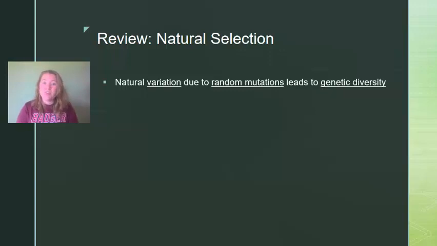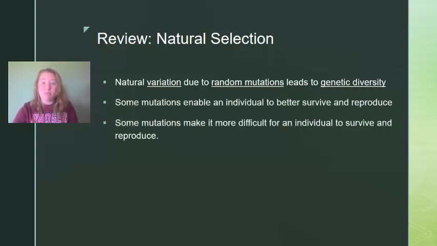And I want to remind you that there is natural variation within a population, and that variation is due to random mutations at the genetic level. So we're looking at swapping out bases within that strand of DNA. And this random mutation leads to genetic diversity. So not all the individuals are exactly the same. Now, these mutations can be good or bad.